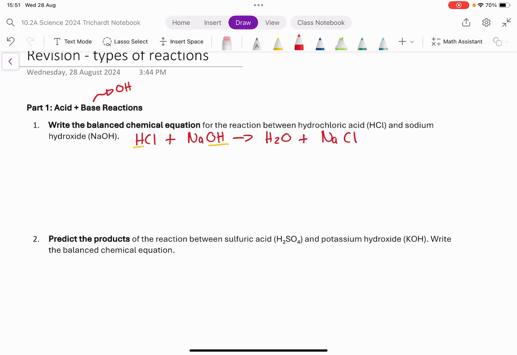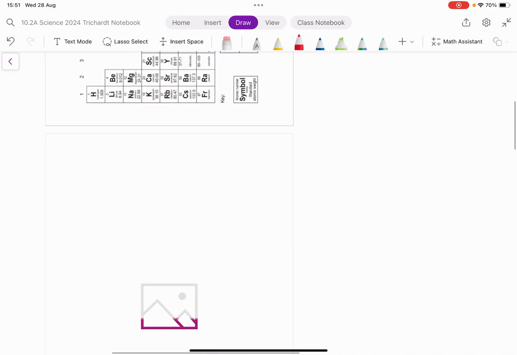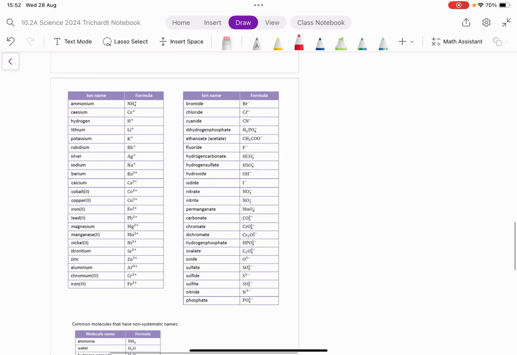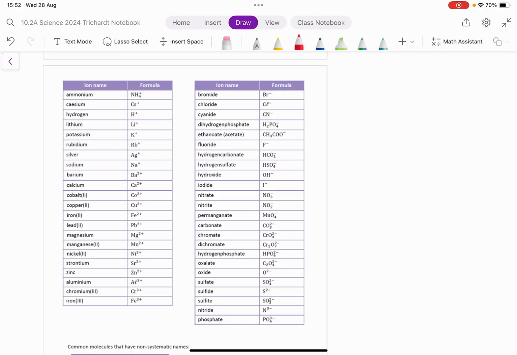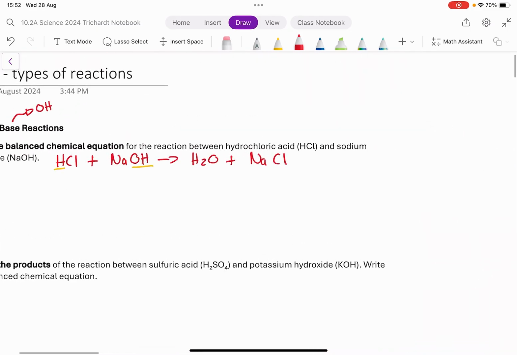Now, what you're going to do is double check that your charges are balanced. Go to your periodic table, go to your ion sheet, which should be at the back of it, and double check sodium has a charge of +1, chloride has a charge of -1. So they are already balanced. I do not need to swap and drop anything. NaCl is the written equation.